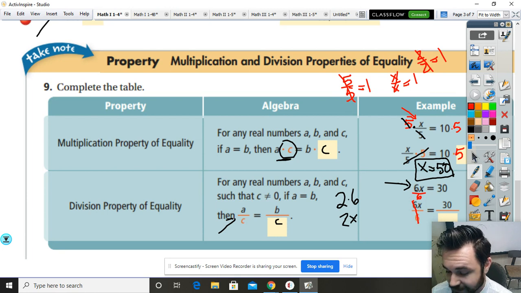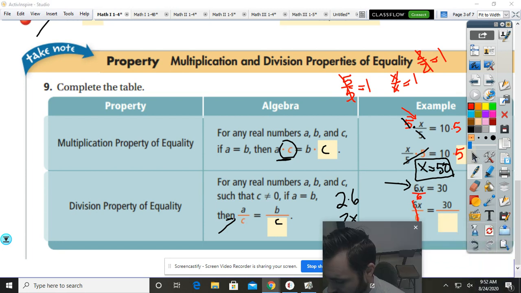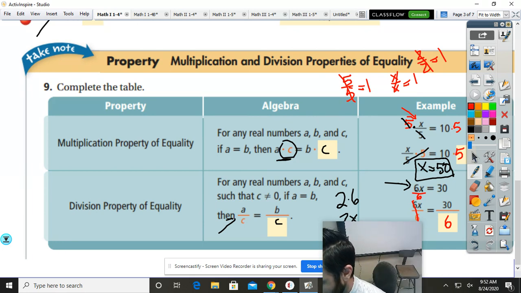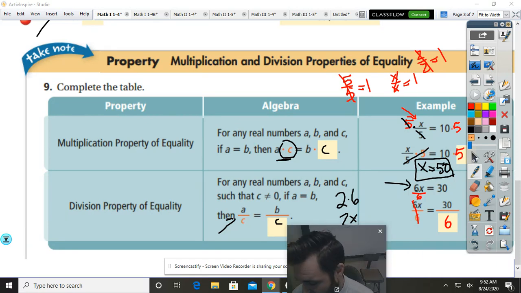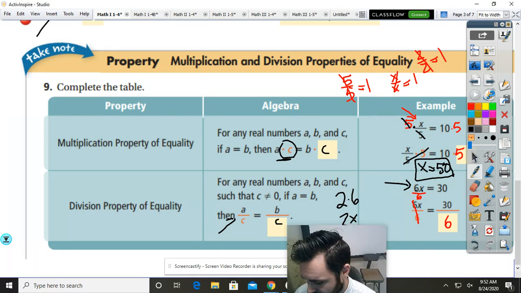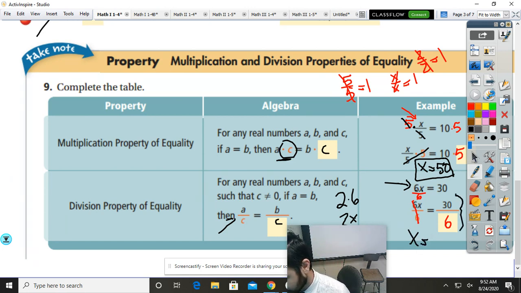And here we are again, same number on top as on bottom, so they're going to cancel. Again here, same number. If I divide one side by 6, I have to divide the other side by 6. And we do isolate our variable. Notice x is by itself. And we can simplify 30 divided by 6. What is 30 divided by 6? 5.